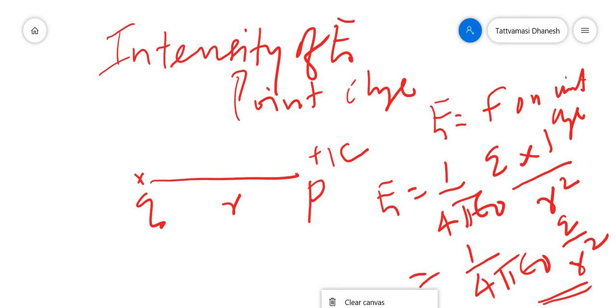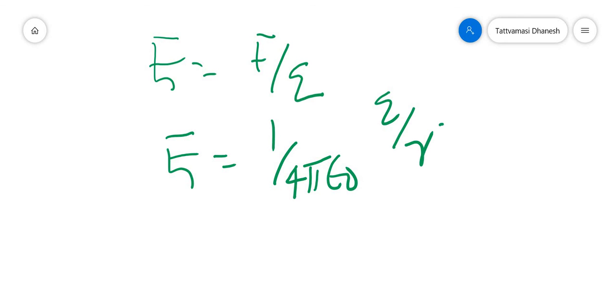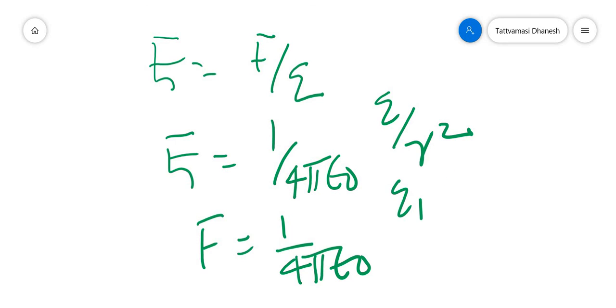So two formulas we covered for intensity of electric field. The first formula is E is equal to F by Q. The next formula is 1 by 4 pi epsilon 0 into Q by R square. Very important. And from Coulomb's law, another formula we covered in this chapter is 1 by 4 pi epsilon 0 Q1 Q2 by R square.